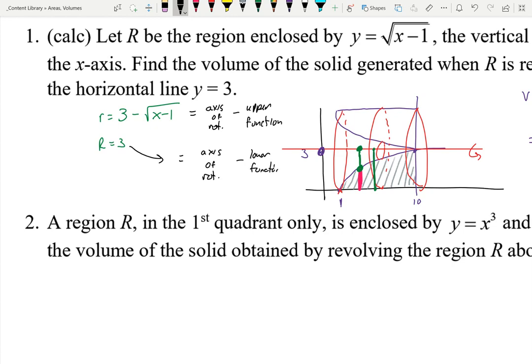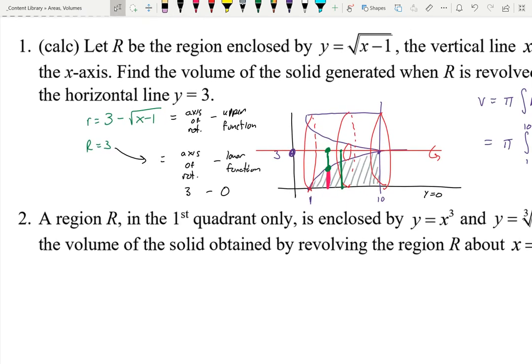Now, in this case, the lower function is the x-axis, also known as the line y equals 0. So what I'm saying is this outer radius is actually 3 minus 0, and my inner radius is actually 3 minus the function. The reason I'm bringing this up is because when we rotate around an axis other than the x or the y-axis, our inner and our outer radii are always going to take on this form, either the axis of rotation minus a function, or in some cases, the function minus the axis of rotation. But either way, it's going to be one of those forms. So that's a way you can check to make sure you have a reasonable radius.